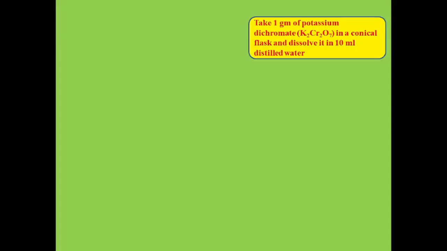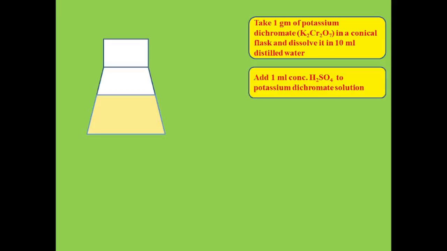After that, take 1 gram of potassium dichromate in a conical flask and dissolve it in 10 ml distilled water. This is the conical flask. Potassium dichromate is added and 10 ml water is added to form potassium dichromate solution. After that, 1 ml concentrated sulfuric acid is added to this solution.